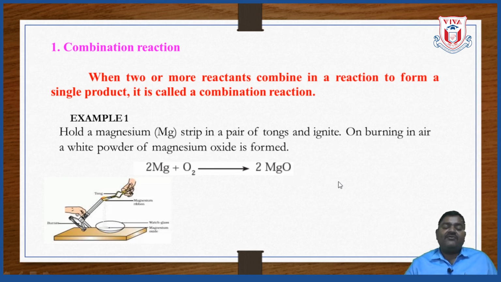This is an example of combination reaction. Here the two reactants are there and a single product is formed. So what is combination reaction? When two or more reactants combine in a reaction to form a single product. This is a single product. This reaction is called combination reaction.